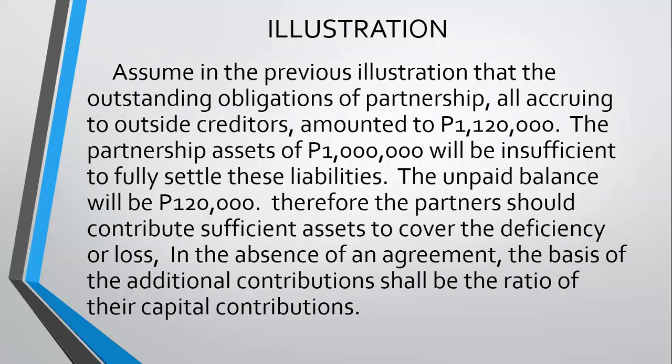So this is our illustration. Okay, assuming the previous illustrations that we have, the outstanding obligation of the partnership, all owing to outside creditors, amounted to 1,120,000.